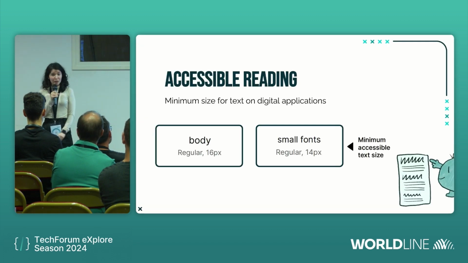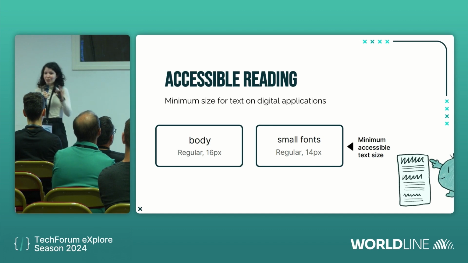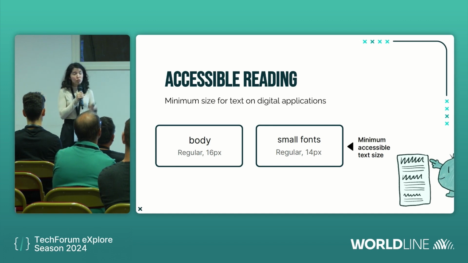Let's start first with accessible reading. Probably you already know, I really hope you already know, that the body content of your site, it doesn't matter if it's web or an app, should not be less than 16 pixels.